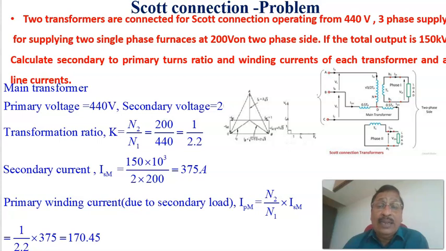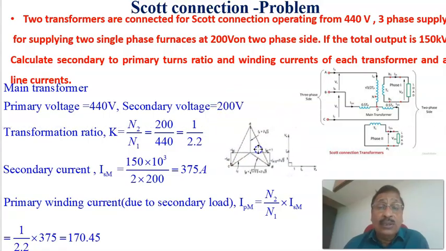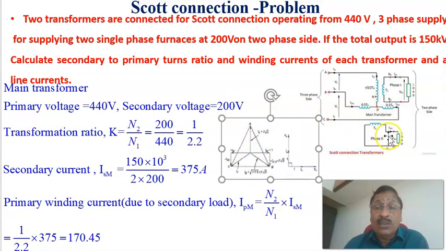Now coming to the main transformer, this is the main transformer primary and the main transformer secondary. The primary voltage is 440 volts, the line voltage, and the secondary voltage is 200 volts. So the transformation ratio is N2 by N1, which is equal to 200 divided by 440, which is equal to 1 by 2.2. That is, K equals 1 by 2.2 for the main transformer.